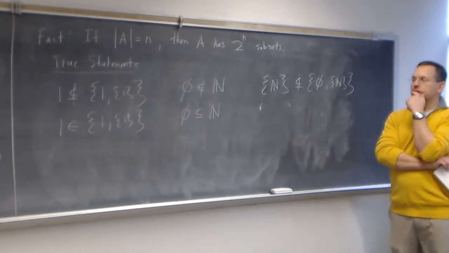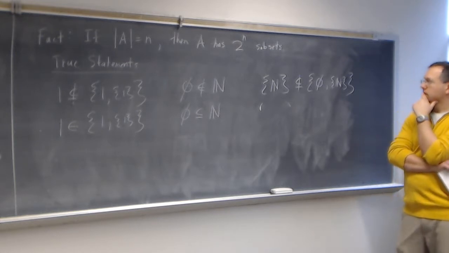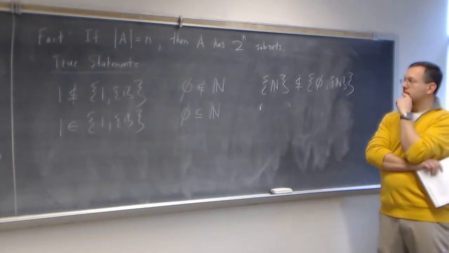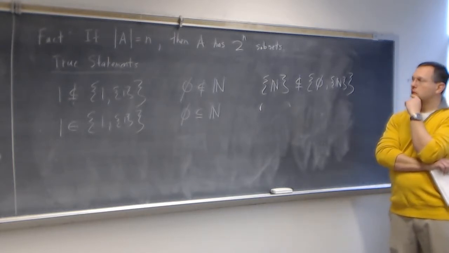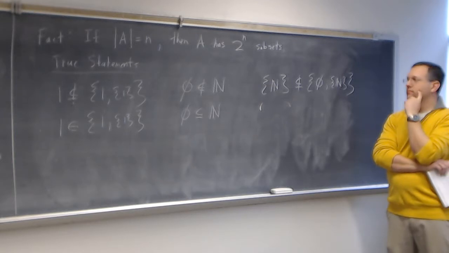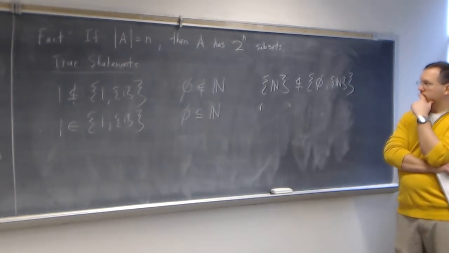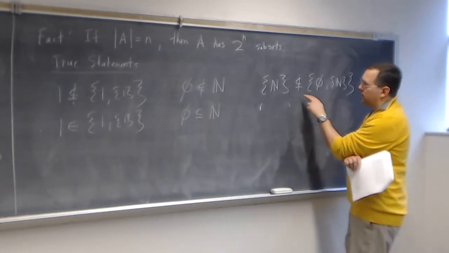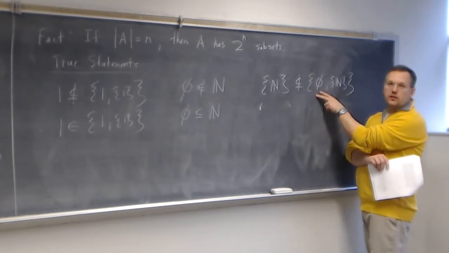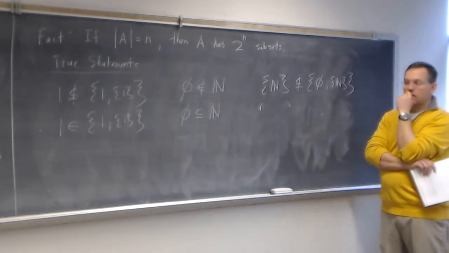Make sure you get all your brackets and braces. Again, these are all true statements. You explain why this is true. This is the symbol for not a subset. This set is not a subset of this set. Because your natural number set has numbers in it, and you have an empty set.